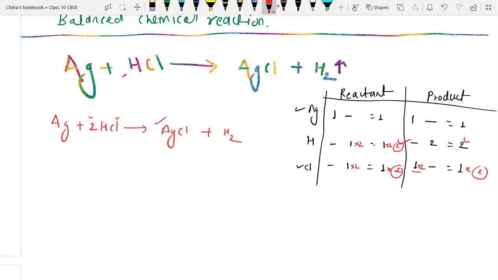So again we have to write the chemical reaction. It is Ag plus 2HCl equals 2AgCl plus H2.